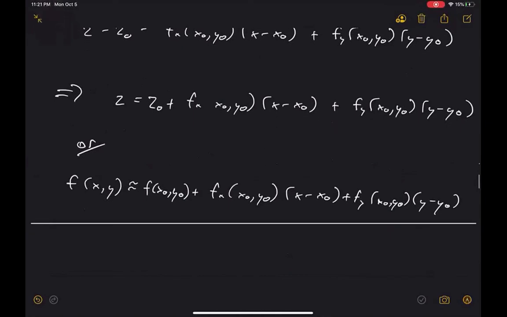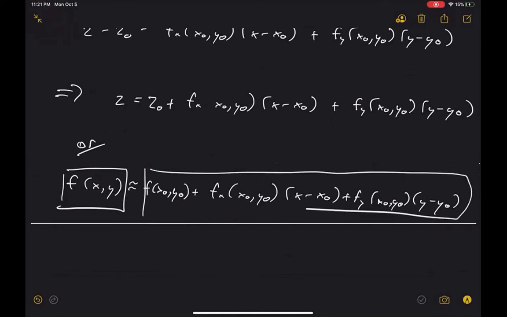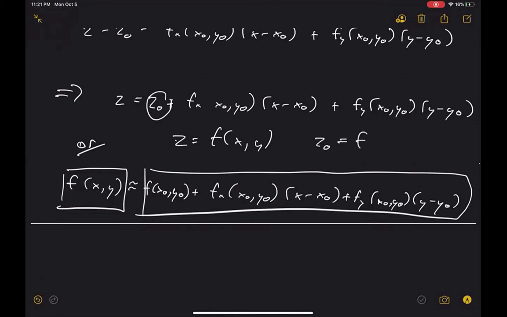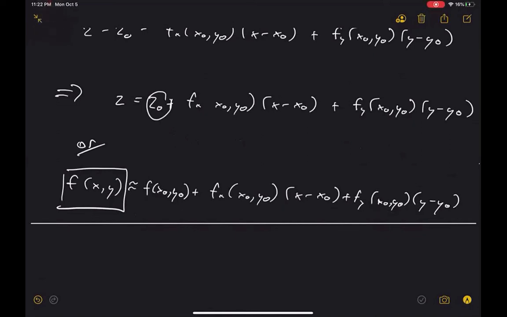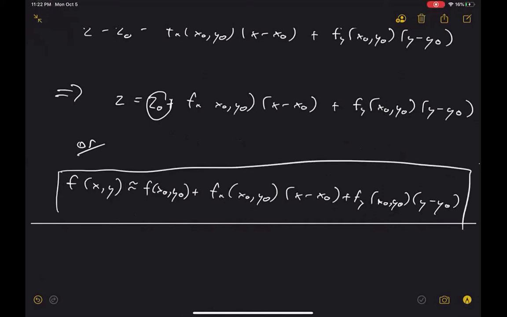And I can say f of x, y is going to be approximately equal to the right side of that equation. The only thing I would change is, what is z sub 0? Well, if z is equal to f of x, y, then z sub 0 is equal to f of x0, y0. So I have this linear approximation here. My function values f of x, y can be approximated by my tangent plane.